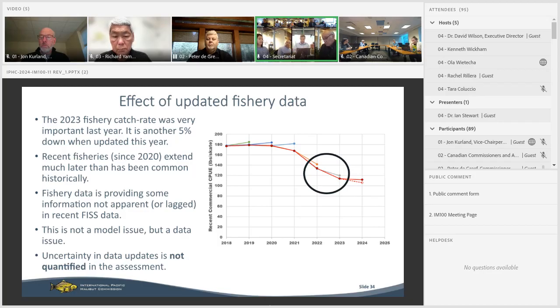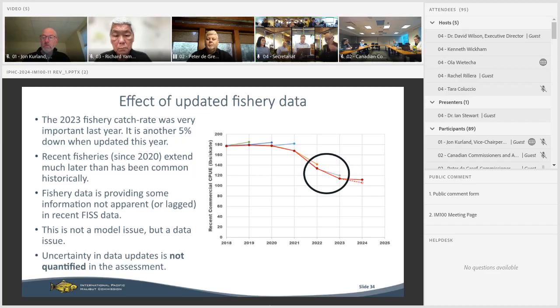Now, this is related, as I mentioned, in part to the fact that the fisheries are extending longer and longer after the close of the stock assessment data sets. Up until about 2020, we never had more than a week or two of fishing after we closed the stock assessment data sets. However, we did still see a similar pattern of reduced CPUE after the season was over.